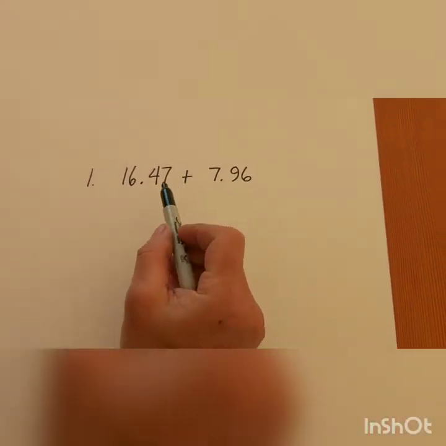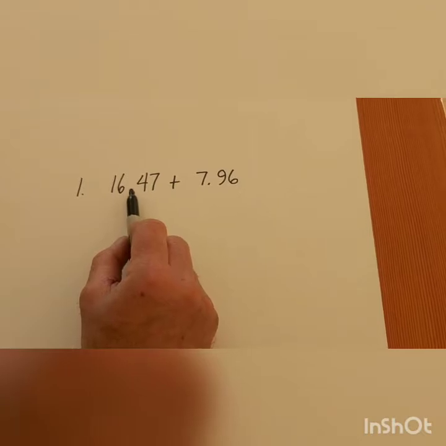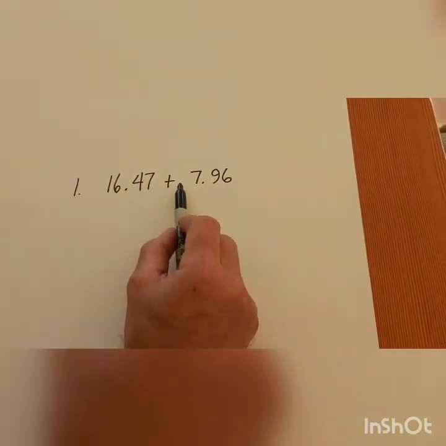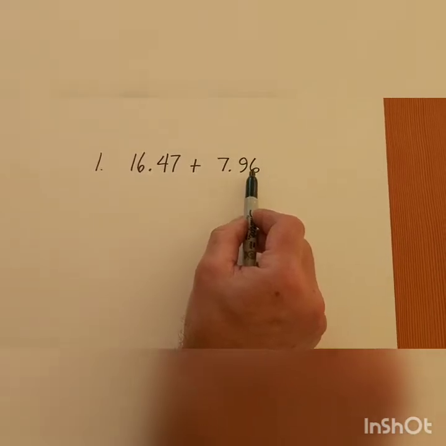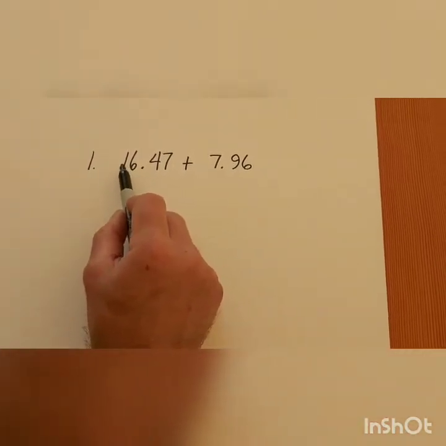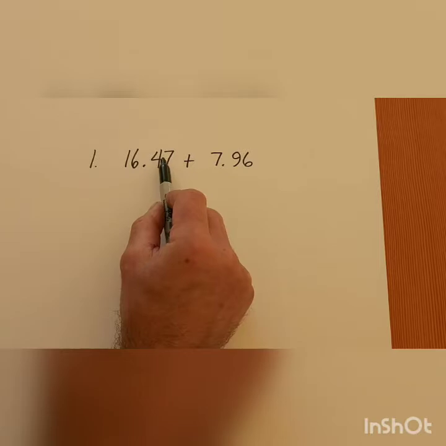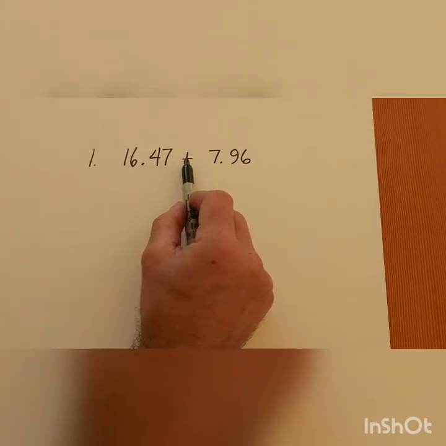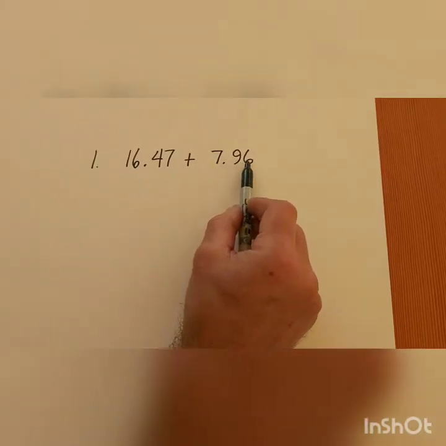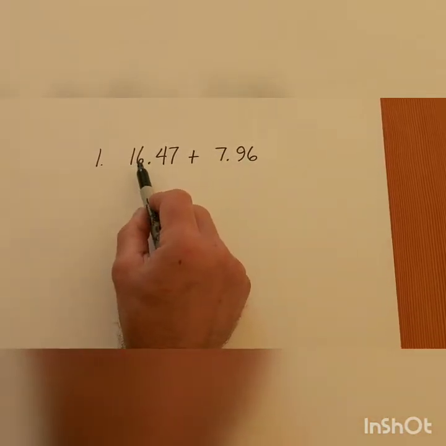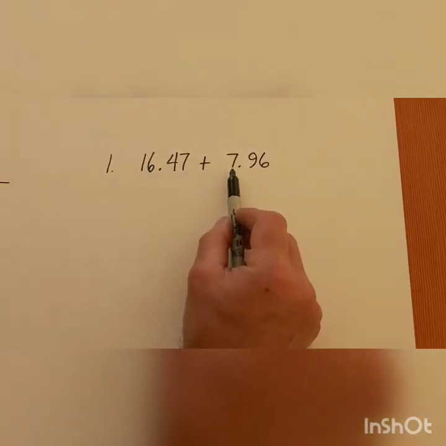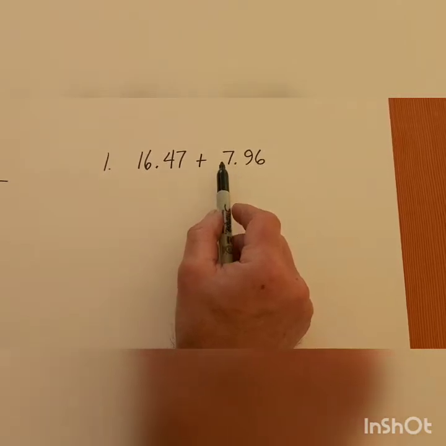Here's my first question. I have 16.47 plus 7.96. Another way that I could read this question would also be 16 and 47 hundredths plus 7 and 96 hundredths. I'm going to now put these numbers into my table, and then we'll add them.